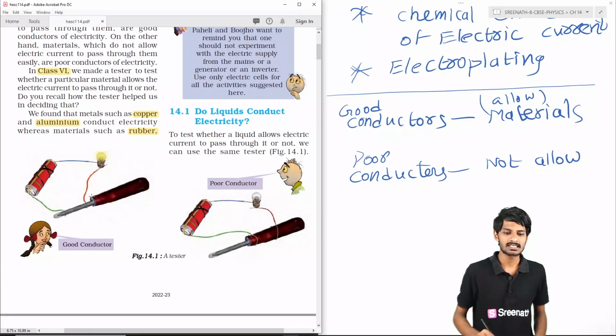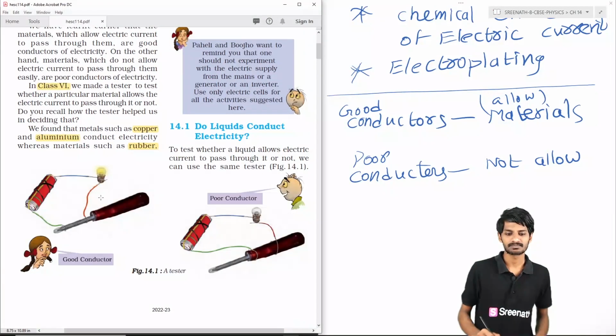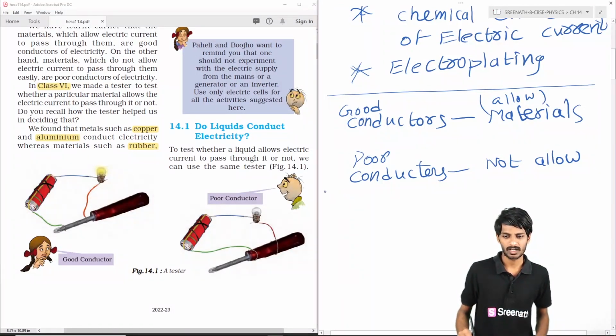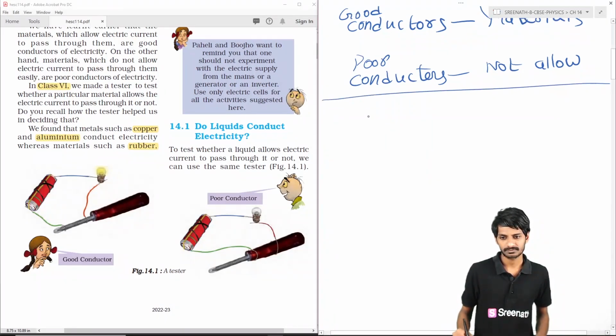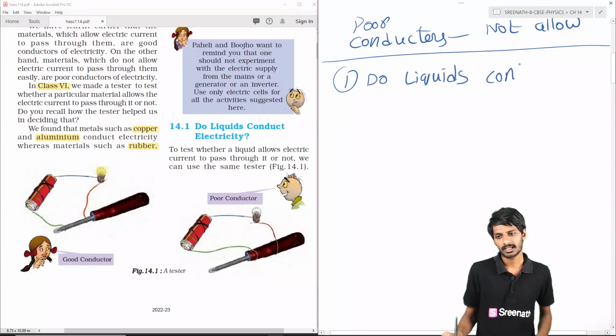This is a metal, in the solid state. Copper, aluminum, rubber, plastic and wood are all in the solid state. But what about the liquid state? Does any liquid conduct electricity or not? That is our main question. So we are going to start the first topic, students, that is, do liquids conduct electricity?